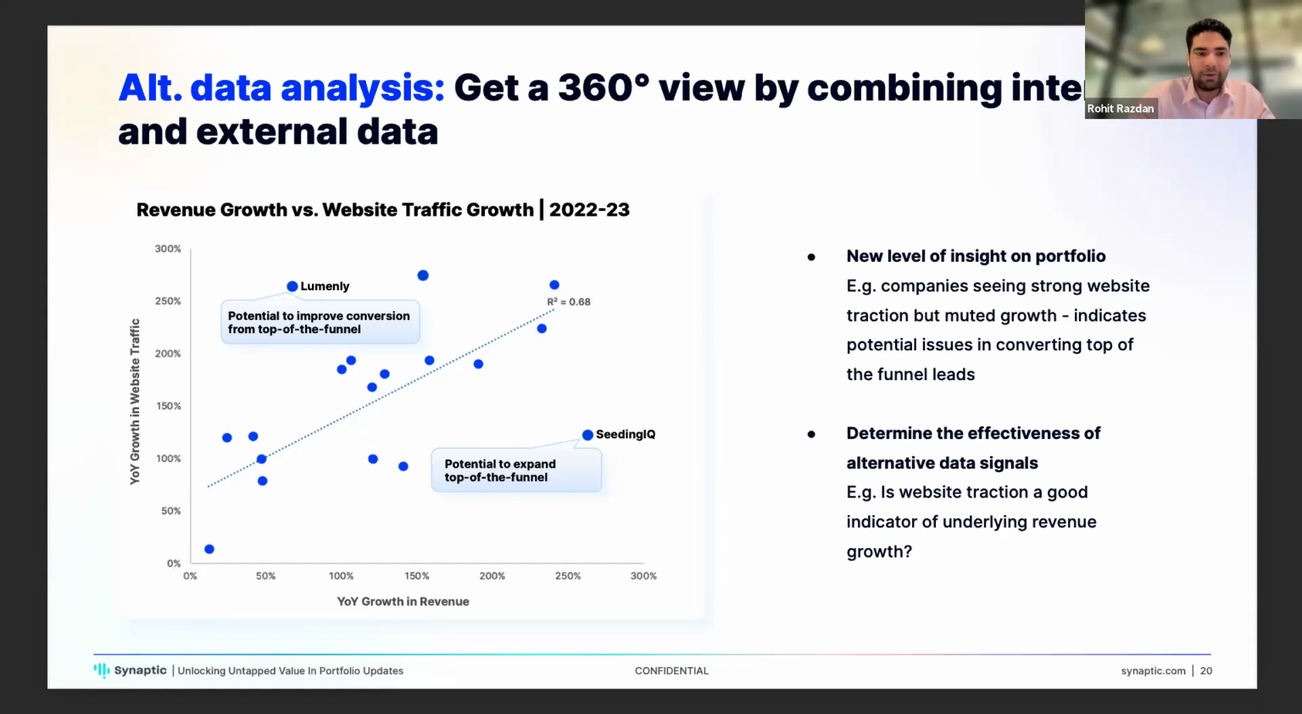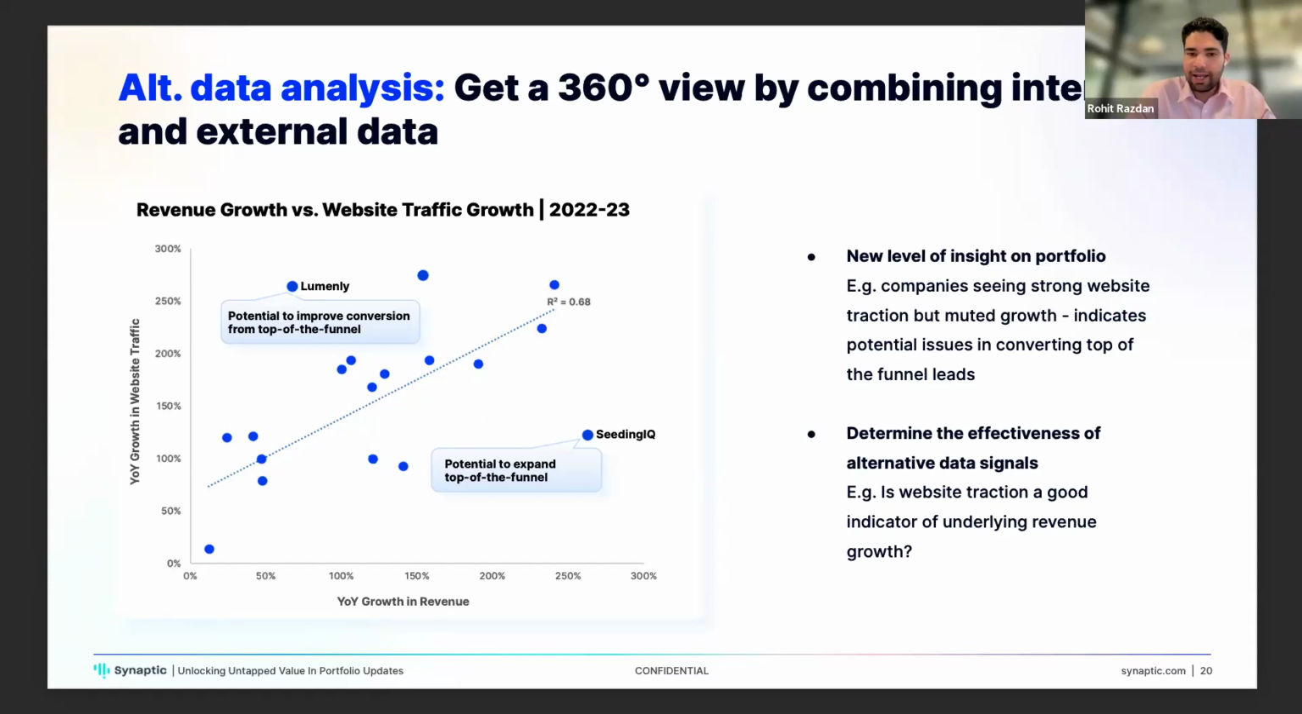And you can clearly see how data can be used to inform portfolio companies. For Lumenly, I would advise to improve conversion percentages. I would say that your peers, companies that are similar to you, have a much higher conversion percentage. You are really good at increasing your website traffic, but if you're able to convert more of that into revenue, you're golden. This is a clear path for you to take.